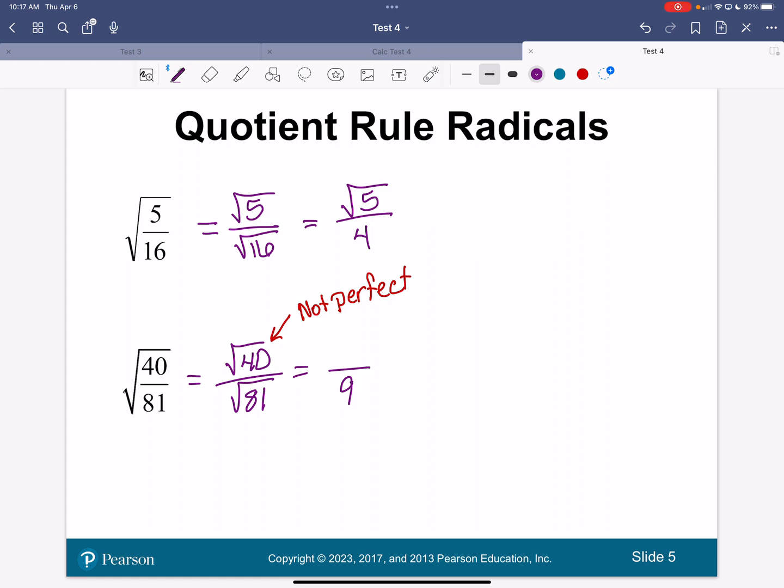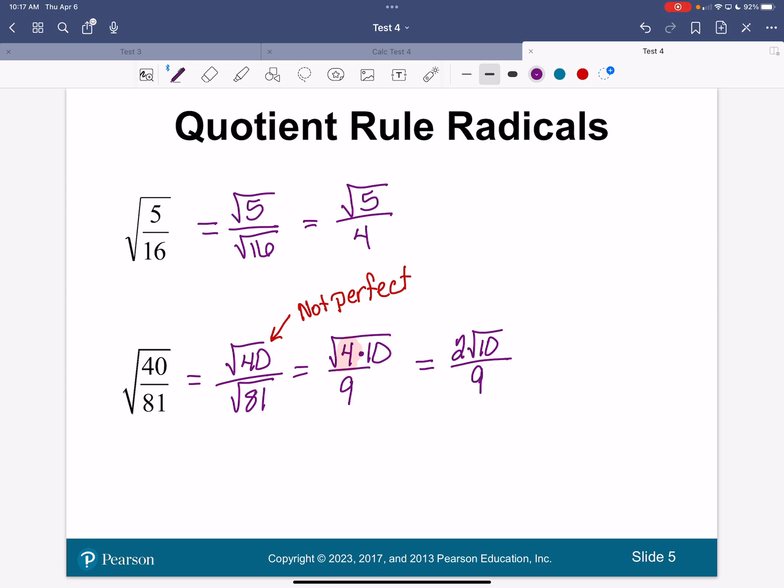Now, 40 is not perfect, but there is a perfect square factor in 40. What is my perfect square factor in 40? Okay, 2 is not a perfect square, but what if I do 2 times 2? What do I get? 4. 4 is a perfect square. So what I want to do is break 40 down to 4 times 10. Can I take the square root of 4? I can. What's the square root of 4? So then I have 2 on the square root of 10 over 9.